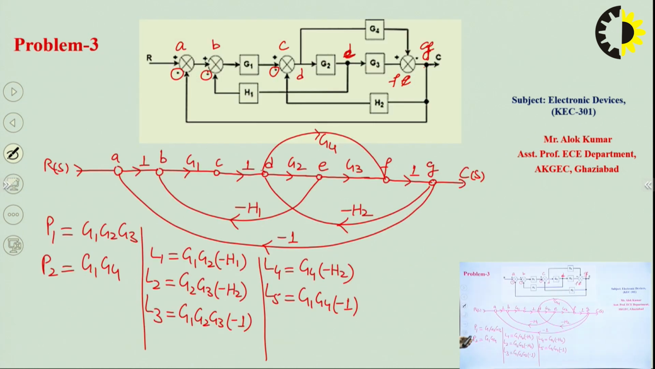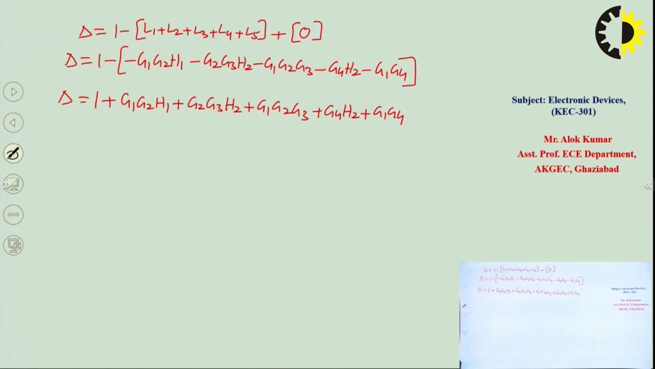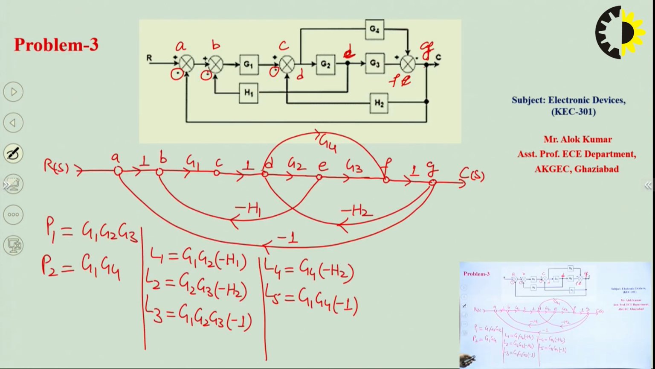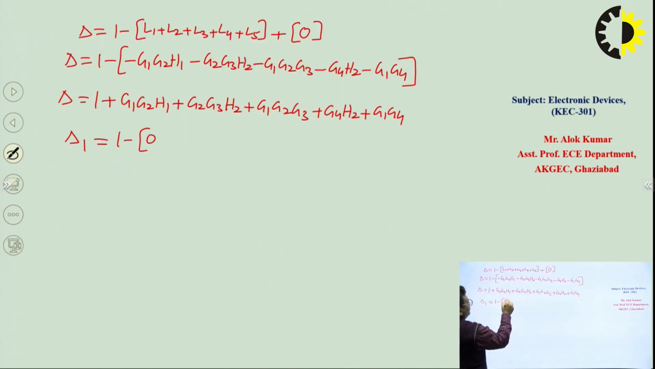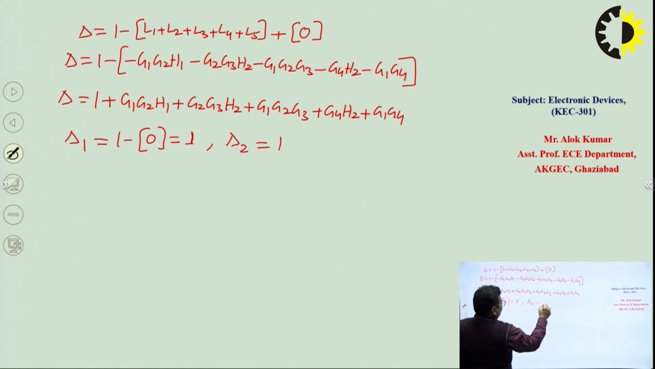Now we have two forward paths here, so with these we can find the value of delta 1 and delta 2. Delta 1 will be 1 minus the sum of all individual loop gains which are not touching this forward path. All loops are touching this forward path, so there is not a single loop not touching it. So 1 minus 0, delta 1 will be 1. Similarly we can find delta 2. Again all loops are touching forward path P2 also, so 1 minus 0, it will be 1.